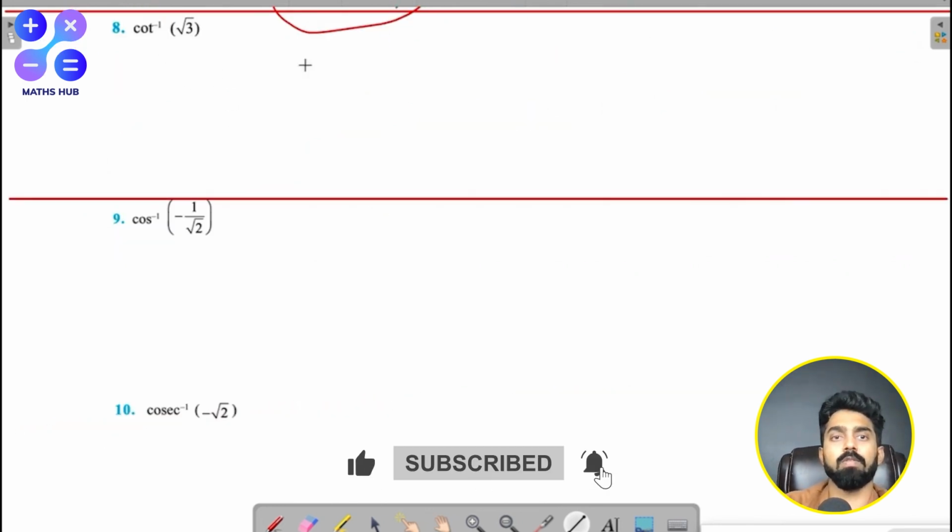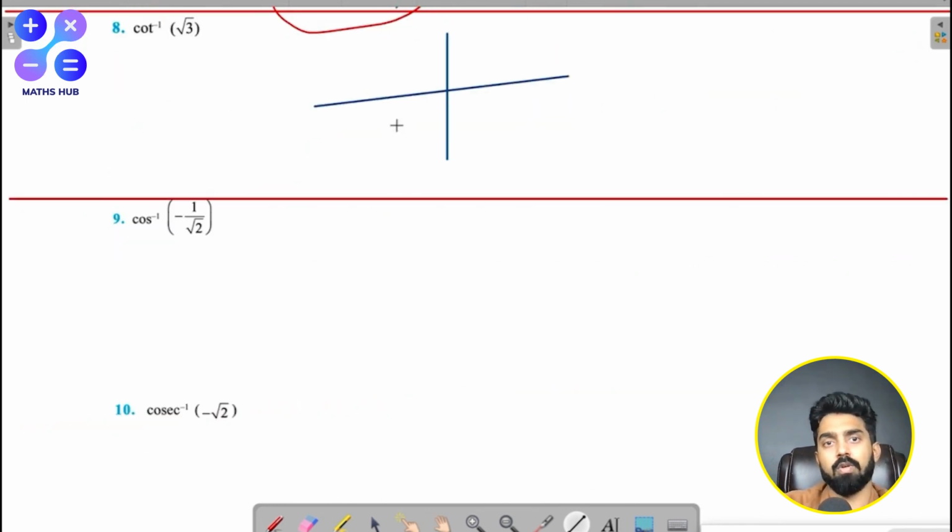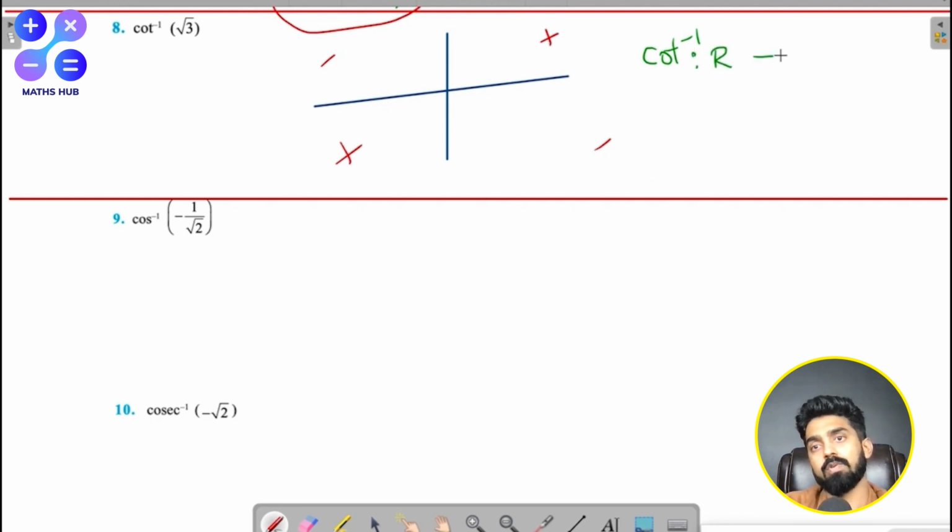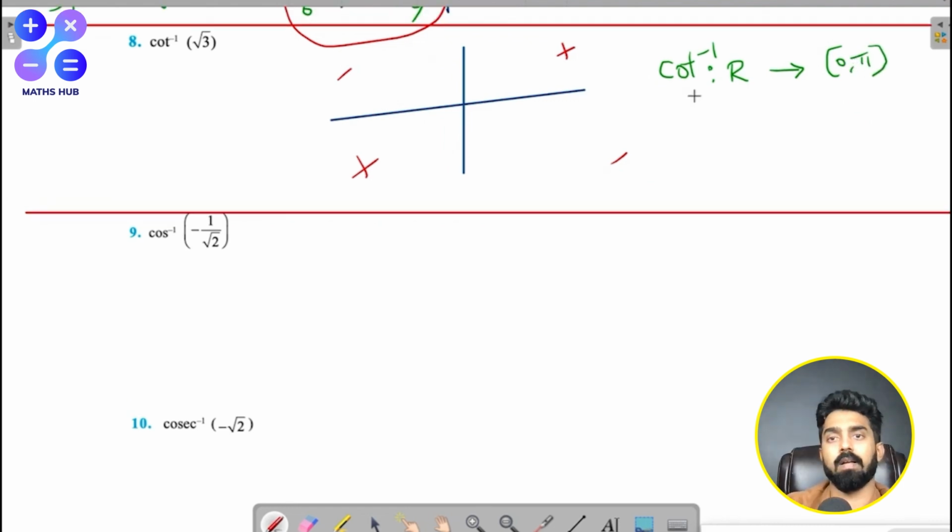Okay, we have cot inverse of root 3. Now again, cot is positive in the first quadrant and the third quadrant, negative in the second and fourth quadrant. And we also need to know that cot inverse takes values from R and gives you values between 0 to pi. So this is 0 and this is pi. And since our value is positive, we only worry about 0 to pi by 2.